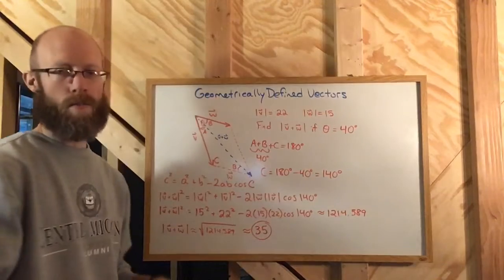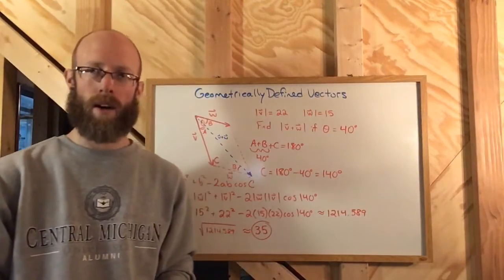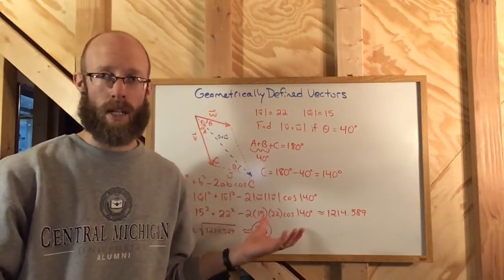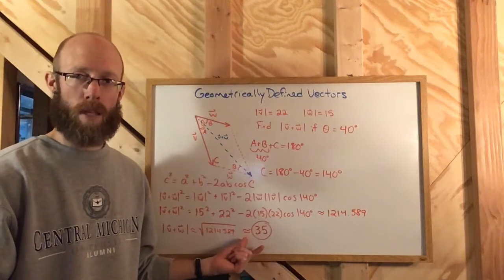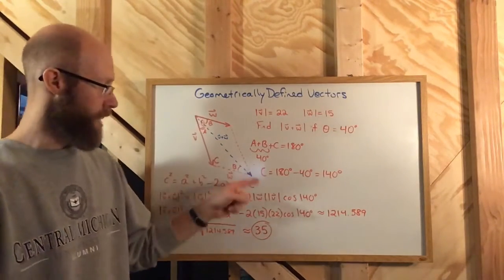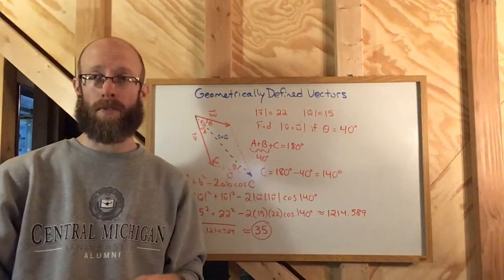Now, I didn't measure this in feet or centimeters or anything like that. We could have put units on these, we didn't need to, but that's going to be the magnitude of the diagonal, or the sum of the two vectors.